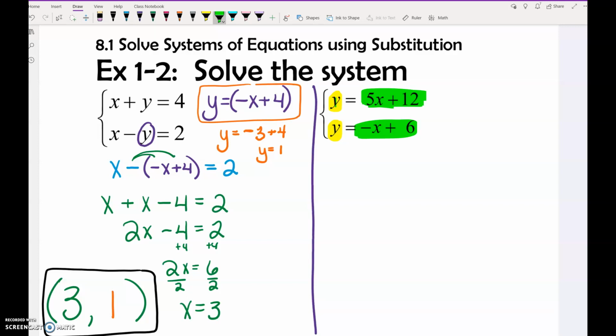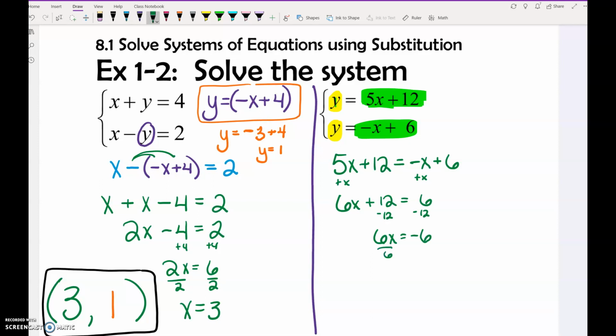Y equals y. So what do you know about the two green things? They have to equal each other. So 5x plus 12 has to equal negative x plus 6. Add x to both sides. Subtract 12. So x equals negative 1.